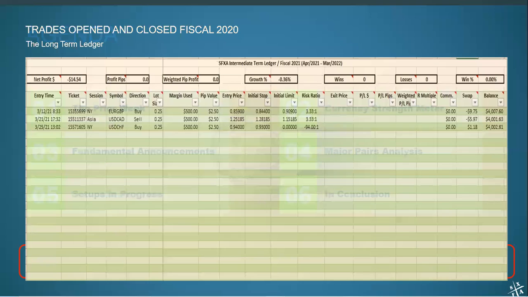Looking at the ledgers, the long-term ledger, we have no movement at all. The only movement we've had so far is swap cost, as you can see in that column next to last. Otherwise, the same trades open we had from the prior weeks.